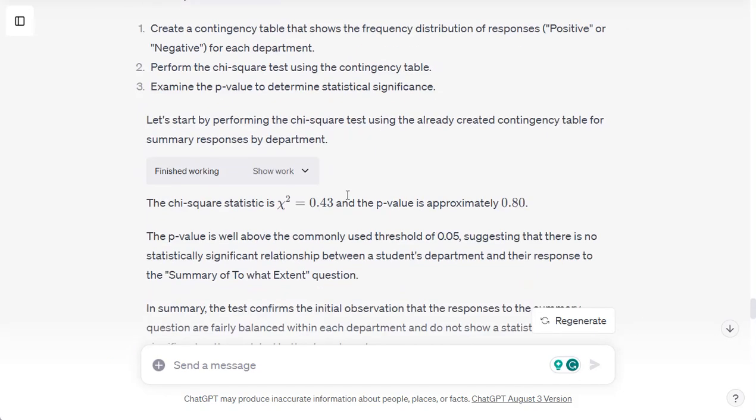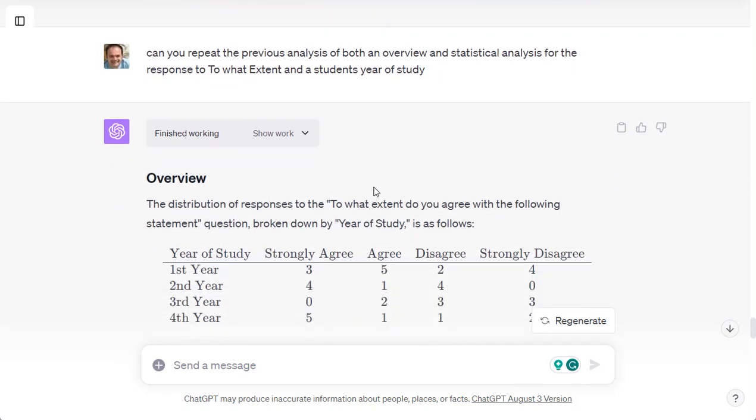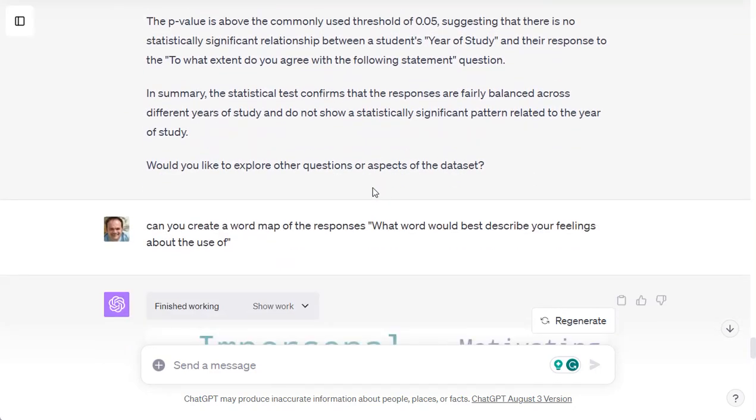Could we do a chi-squared to see if there's a relationship? And again, not really coming through there. So that's absolutely fine. Repeat it, but for year of study, not for department. So simple to do. This is why it's so great to help us form this story.